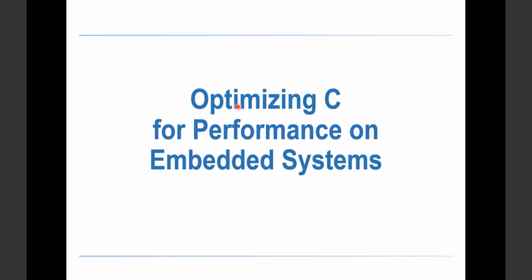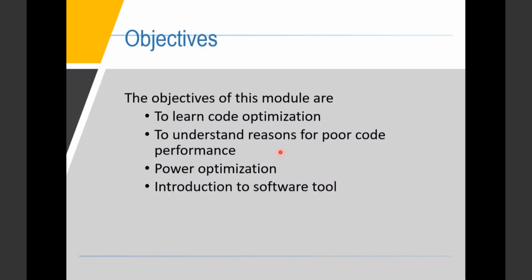All right, so today we are going to look at chapter 4, which is optimizing C programming for performance on embedded systems. This is the objective of this module, in which you are going to learn how to do code optimization to optimize the performance of your embedded system. You're going to look at code optimization to understand the reason for poor code performance.